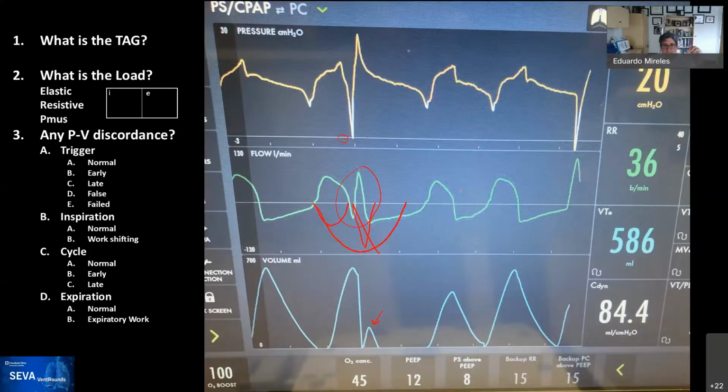So I think that if it was an early cycle, Mamta, you would not expect the flow to have terminated so nicely here. You would have expected the patient to have continued, then something cycled the breath, and then the other breath came up.